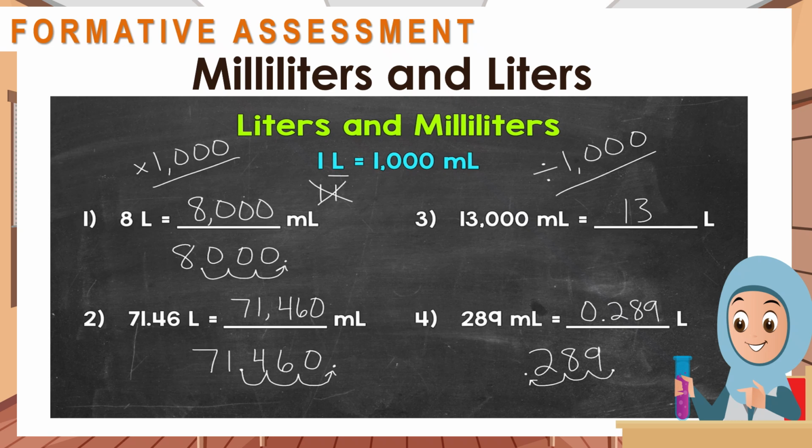So there you have it. There's how you convert between liters and milliliters. So when we go from liters to milliliters, multiply by 1,000. And we can do that by moving the decimal 3 times to the right. When we go from milliliters to liters, we divide by 1,000. And we can do that by moving the decimal 3 times to the left.